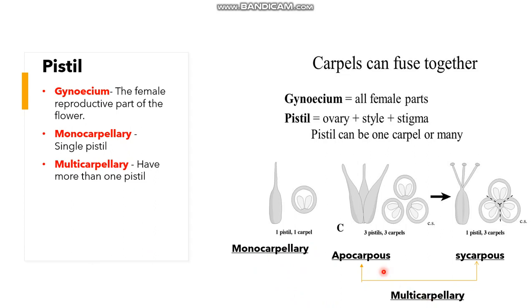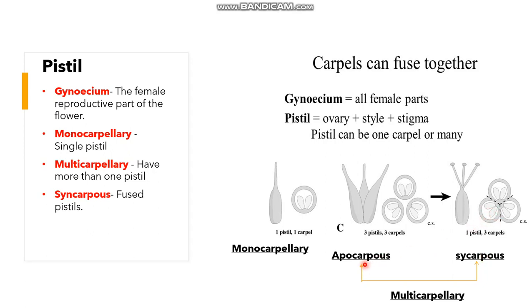Now, if the carpels are fused, all the carpels, then that condition is known as syncarpous. Like in this particular case, you can see pistil is one, but it is formed by the fusion of three carpels. How did we come to know about this? Because here you can see that there are three stigmas. And when we take the section of the ovary, inside the ovary there are three chambers, which you can call locules. Okay, so this is a multicarpellary syncarpous ovary.